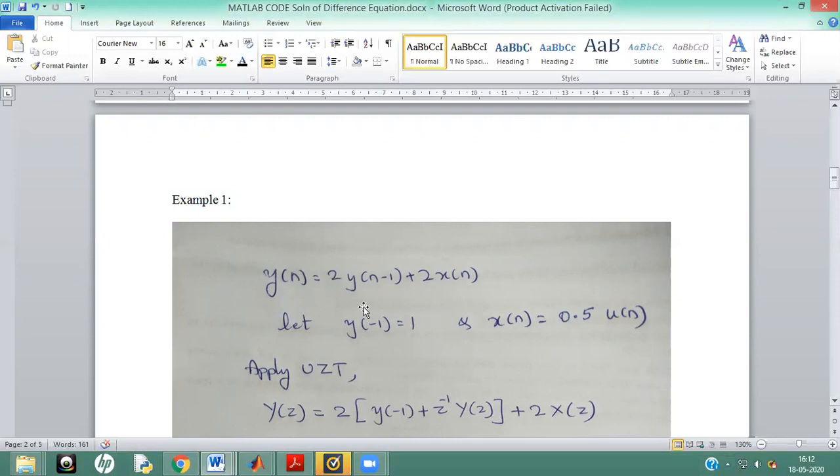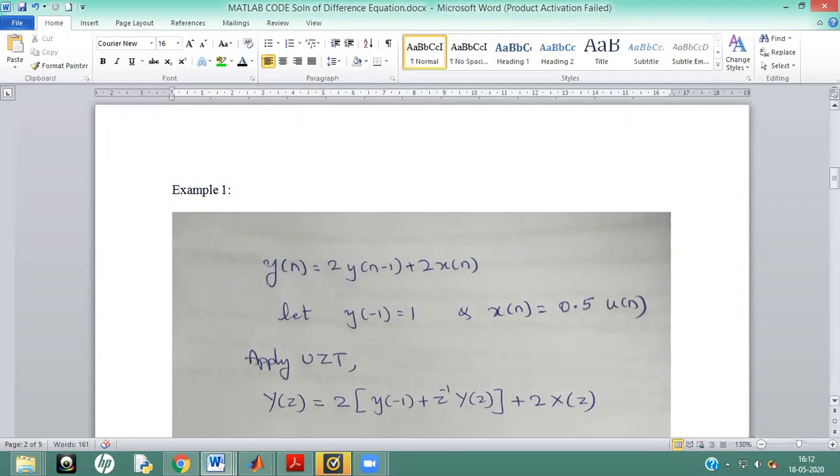The difference equation that I have considered is y of n is equal to 2 into y of n minus 1 plus 2x of n. You can see that the initial condition is given as 1, and the input is given as 0.5 u of n. That means it's just a constant times a step input.